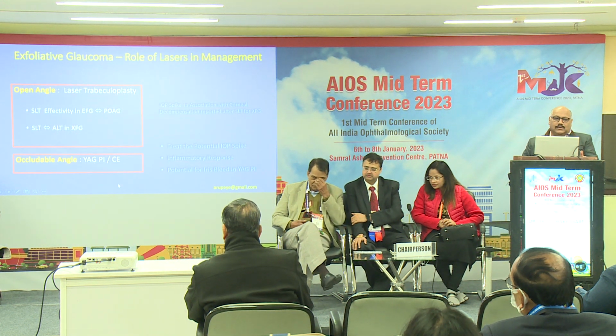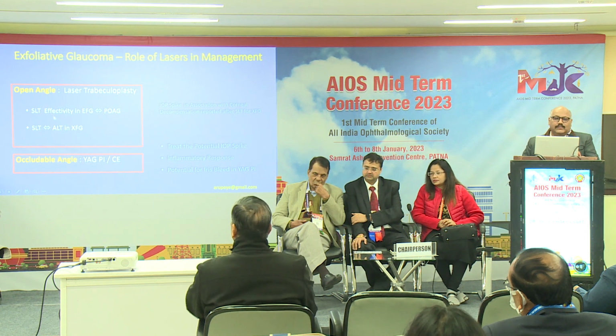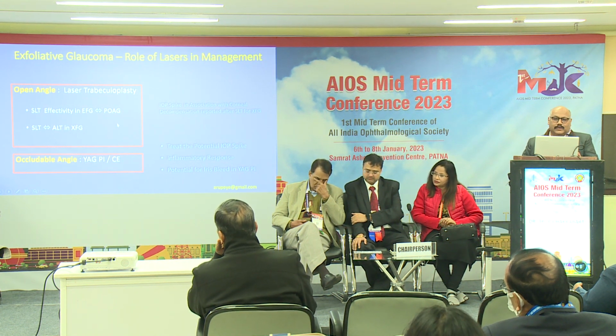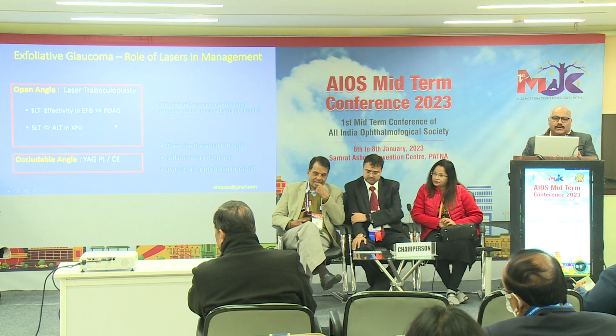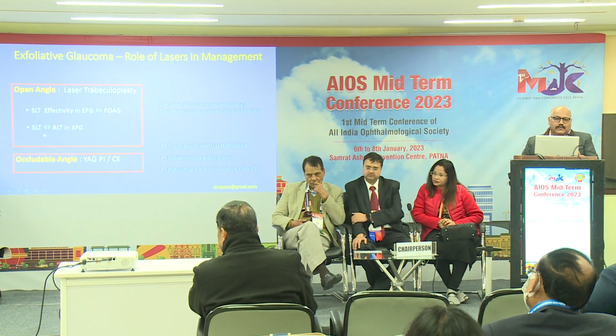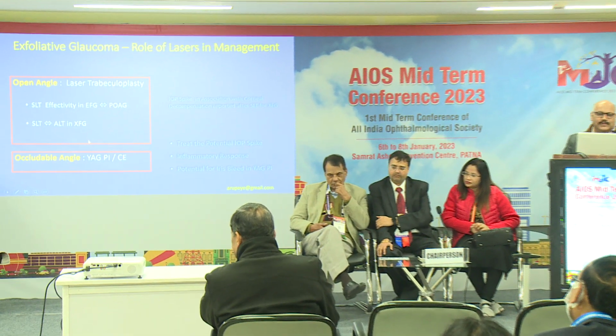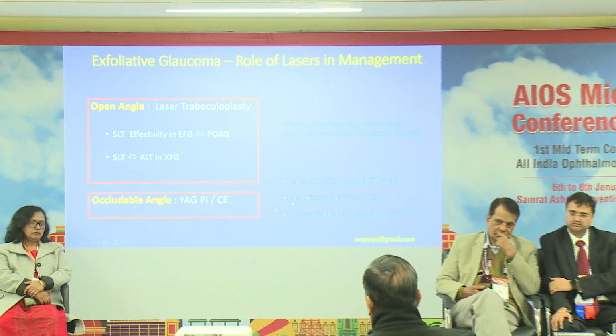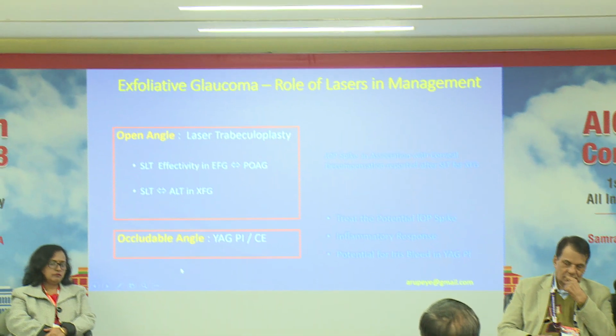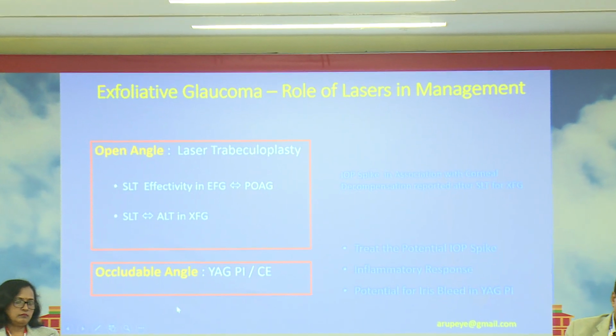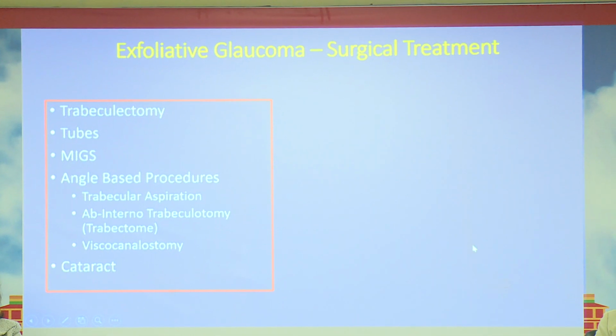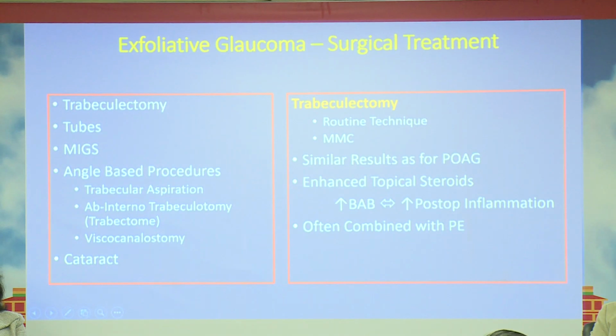situation. And if I have to step up therapy, then I would use a combination of prostaglandin analog and timolol in these patients. SLT is effective in both exfoliation glaucoma as well as primary open-angle glaucoma, in a more or less similar manner. SLT and ALT both have more or less similar roles to play in exfoliation glaucoma. In patients with occludable angles, if the patient has cataract, of course, the patient goes for cataract extraction. Otherwise, laser peripheral iridotomy definitely helps. And these are the surgical options.